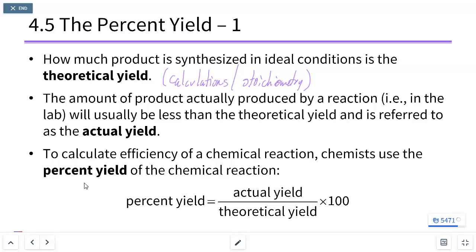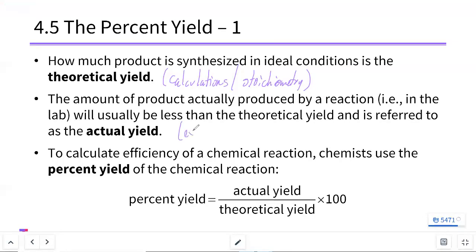Percent yield takes what we did in the experiment and compares it to what we should have gotten from stoichiometry. So actual yield divided by theoretical yield times 100% to turn this fraction into a percentage. Just looking at a couple of examples of this in action.